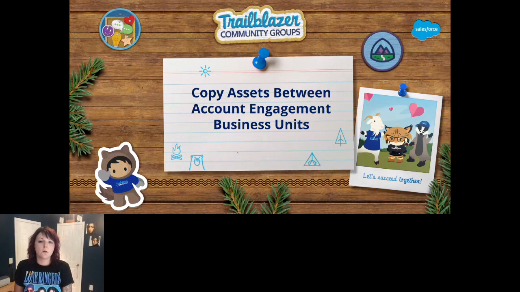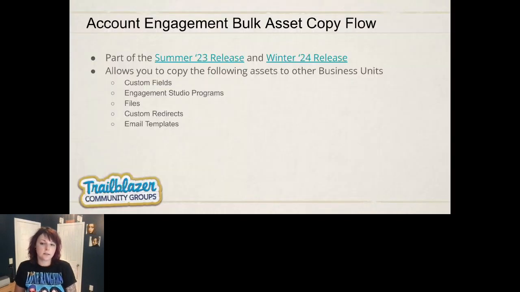All right, so this new feature is technically called the Account Engagement Bulk Asset Copy Flow, but a lot of people are referencing it as copy assets between business units. This is part of the Summer 23 release and the Winter 24 release. The reason being is it technically came out in Summer 23, but the flow wasn't launched to Salesforce orgs until about a month later. So that is why it's also included in the Winter 24 notes.